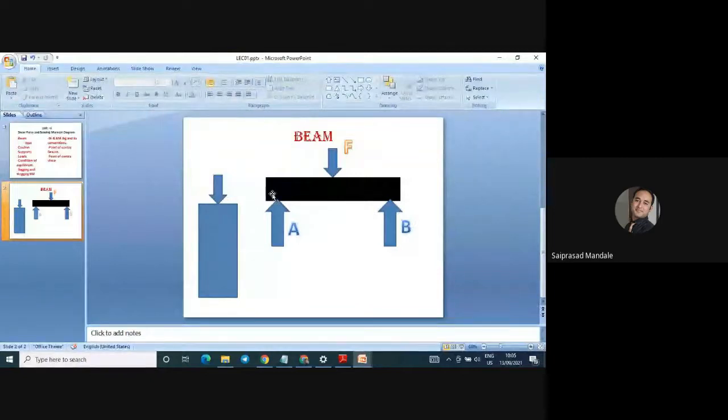This is a horizontal structural member which carries a load. But as it is a structural member, it should not be hanging in the air. We have to give some supports to this. So this load has to be carried by two different supports, that is A and B. When there is a horizontal structural member which is subjected to loading, it is called a beam. I guess the first point is clear to everybody.